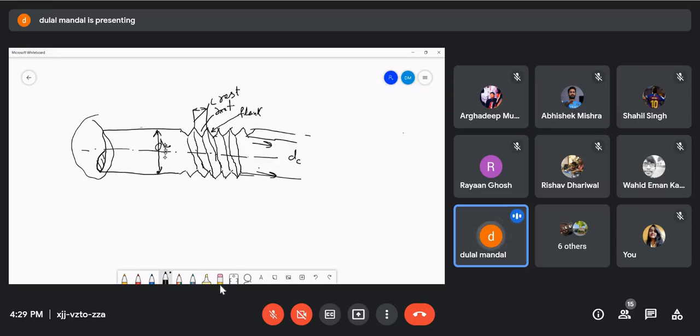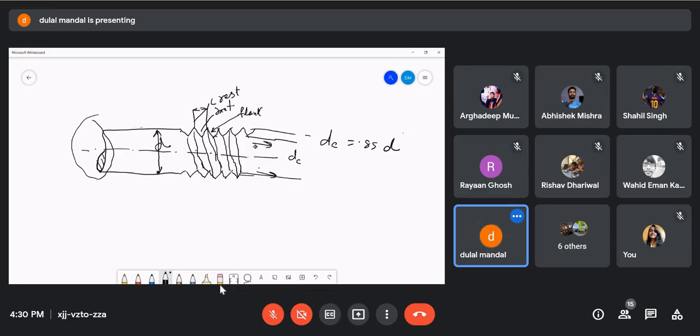Normally it is denoted as small d. When I say the DC, the relation is DC equals 0.85 d. Remember this relation. DC is actually C stands for the core. It is called core diameter. Sometimes you can define it as the root diameter. So core diameter is equal to 0.85 of d.